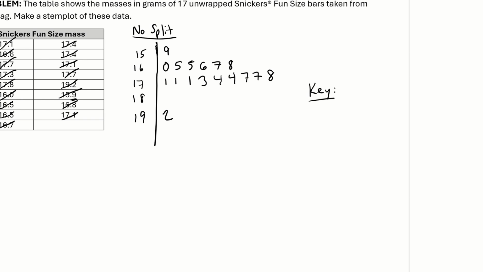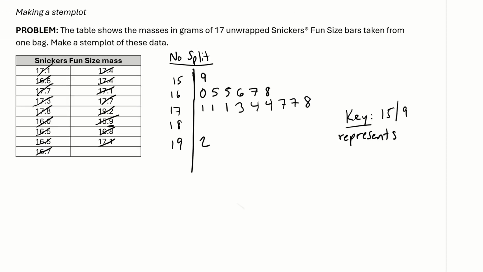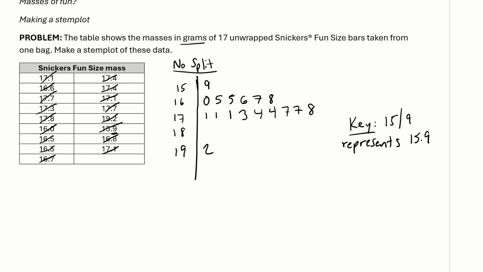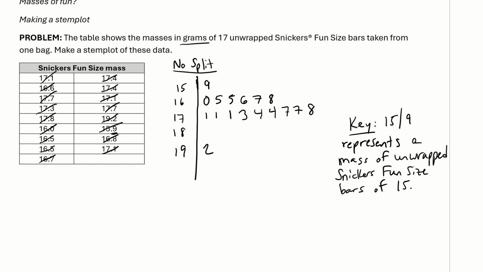So here you pick a number, pick whatever you want. Here I'm going to say 15 slash 9 represents. So what do these numbers represent, right? So these are decimals first off. So 15 slash 9 is 15.9. 15.9 what though? It says masses in grams. So 15.9 represents a mass of unwrapped Snickers fun size bars of 15.9 grams. All right, and there's my key.